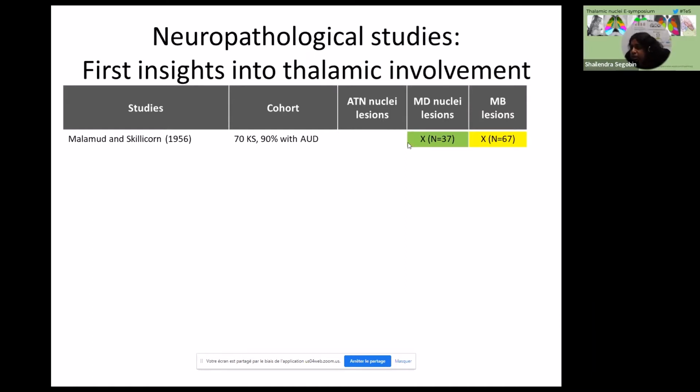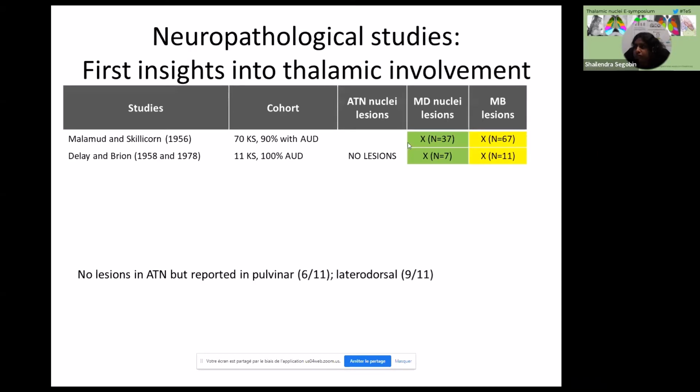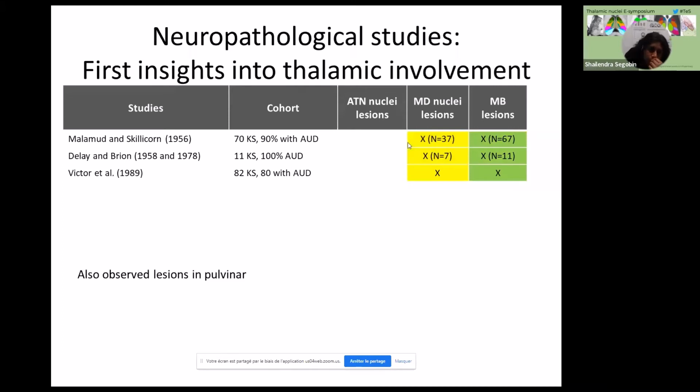Indeed, as early as the 1950s, a study involving 70 patients with Korsakoff syndrome, where 90% of them had a history of alcohol use disorder, had lesions in the mediodorsal nuclei and the mammillary bodies. In fact, the mammillary bodies have been systematically present in most studies. And it even supported an initial belief that this would be the main hallmark of Korsakoff patients. Above the mediodorsal nuclei, there were also lesions observed in the pulvinar and in the lateral dorsal nuclei. And surprisingly, none of these studies had yet mentioned any lesions to the anterior thalamic nuclei.